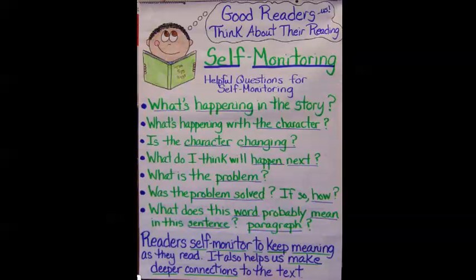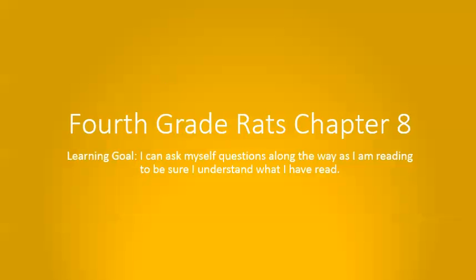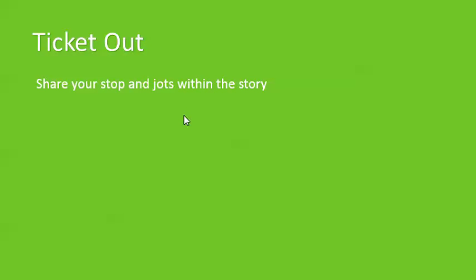Okay, so that is going to be your ticket out, since our learning goal was asking questions along the way as I am reading to be sure I understand what I have read. So you're going to share your stop and jots that we did, and that stop and jot was asking what the problem is and asking, was the problem solved? So make sure you turn in your ticket out. That is our read aloud for chapter 8's lesson, and we will continue with chapter 9 tomorrow.